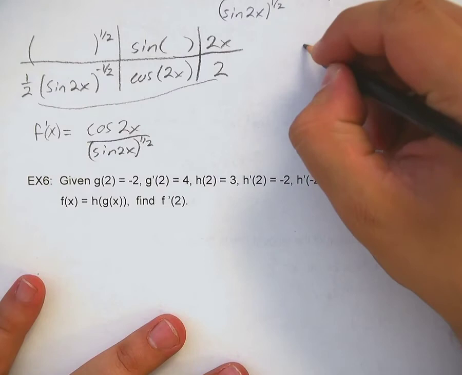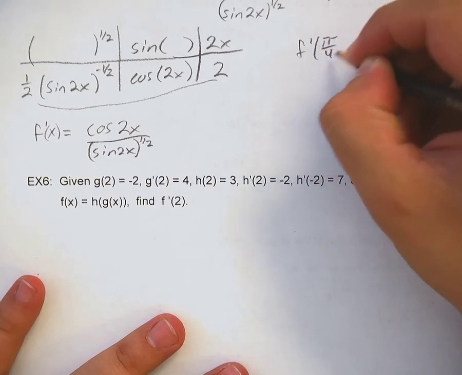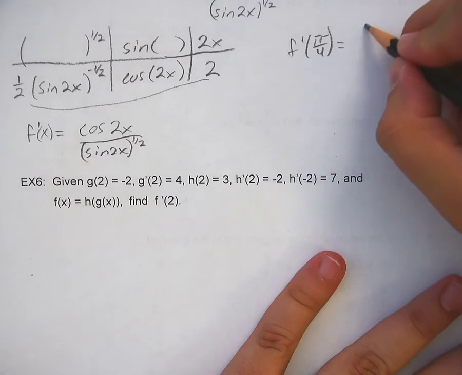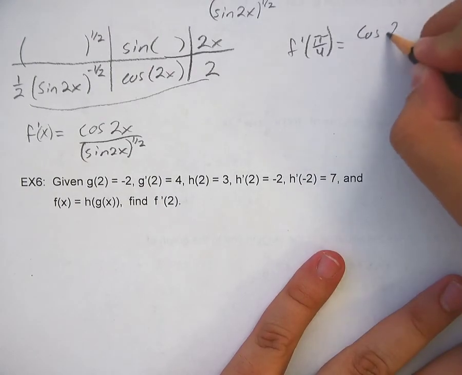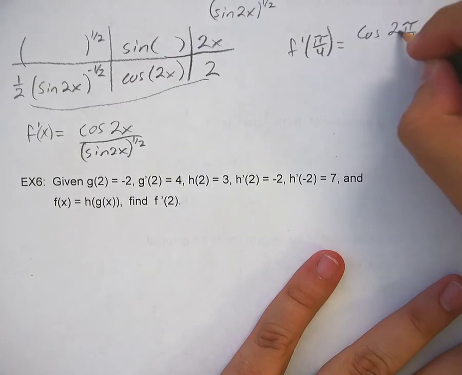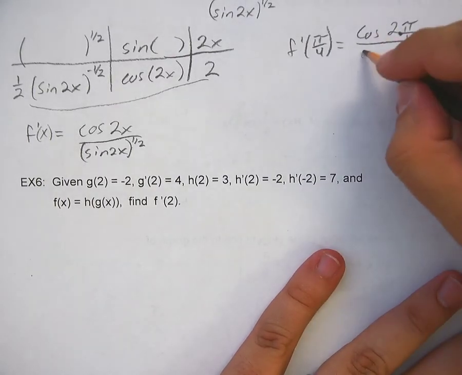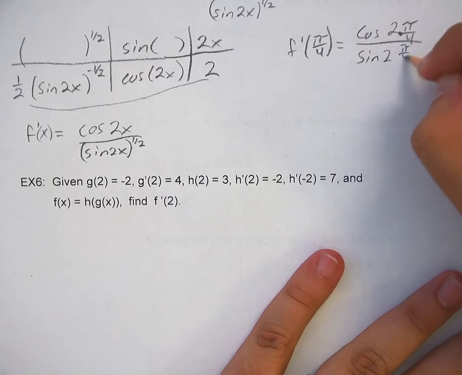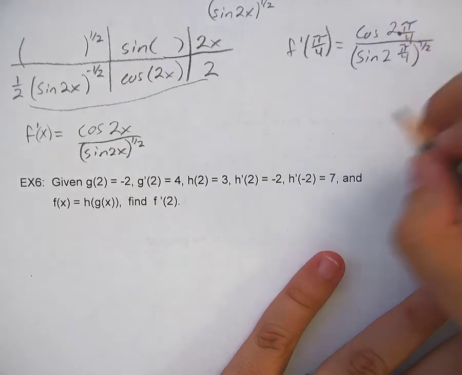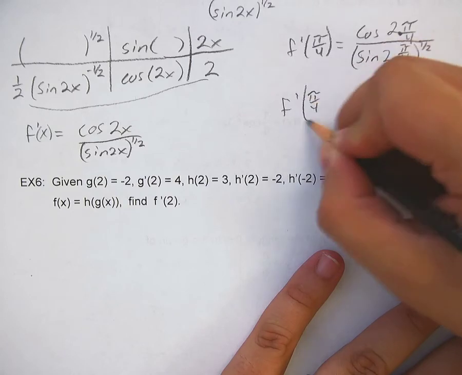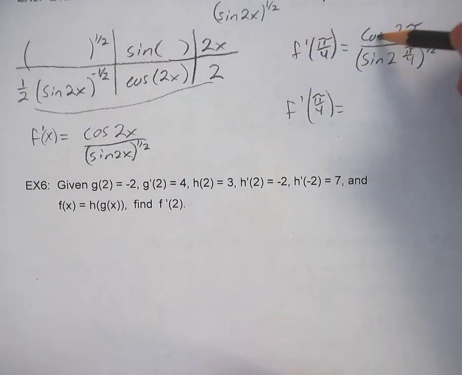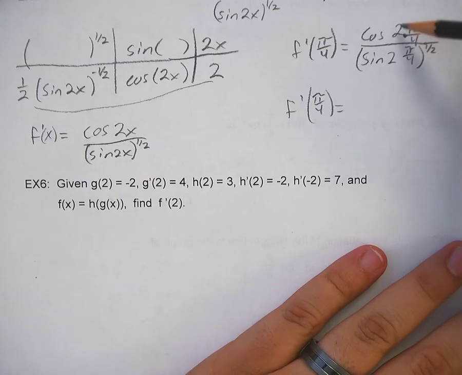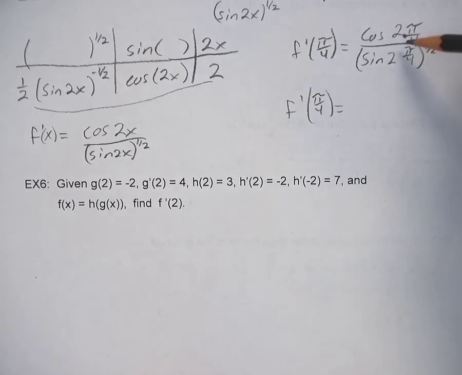And then they want me to find f prime of pi over 4. So that's going to be the cosine of 2 times pi over 4, divided by the sine of 2 times pi over 4 to the 1/2 power. So that's going to end up giving you the cosine of 2 over 4 is 1/2, so pi over 2, the cosine of pi over 2 on your unit circle, the x value at pi over 2. Well, that's just going to be 0, isn't it?